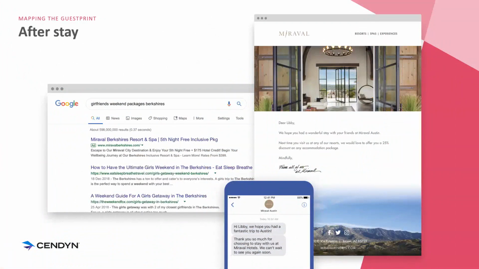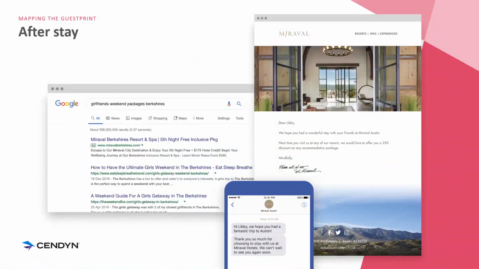And lastly, after the stay, right? So guests, they expect that their past stays and purchases are going to affect how we court them as hotels to stay again. So that includes our paid search results, our email communications, our website offers. For Libby the Traveler example that we gave you, in this case, she started to research her next vacation. She wants to get away with her girlfriends again. She's starting to look on the plane ride home. And this time, she wants to go to the Berkshires.